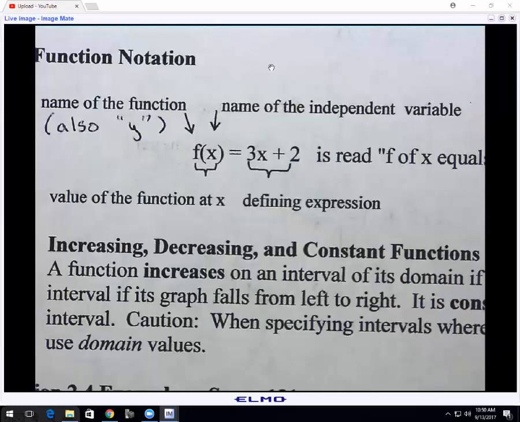If I say find f of rhinoceros, what are you going to do? Hopefully I'm going to stop this class if you say f of rhinoceros. That means put rhinoceros in the place of x. That's what function notation means.